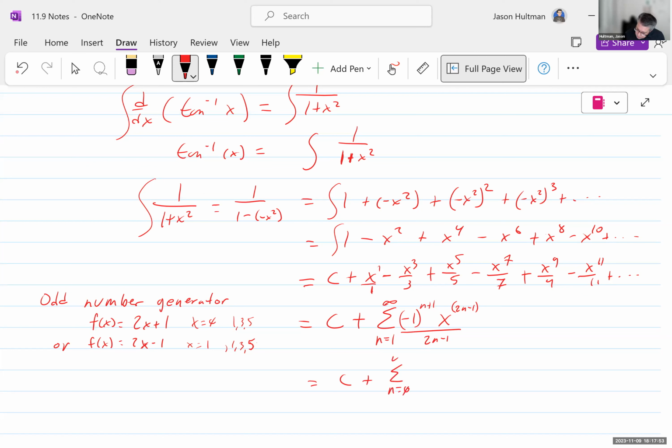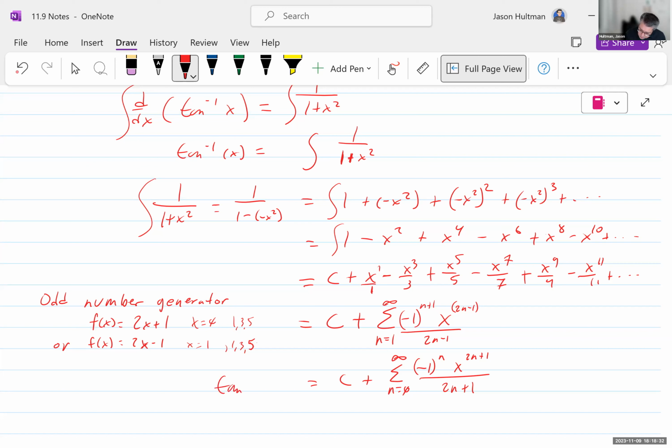If I start at 0, I will get negative 1 to the n, and then this will be x to the 2n plus 1 all over 2n plus 1, which is maybe a nicer way of writing it. Instead of the 2n minus 1 going backwards, we do 2n plus 1 starting with 0. Either way, both of those are identical summations.